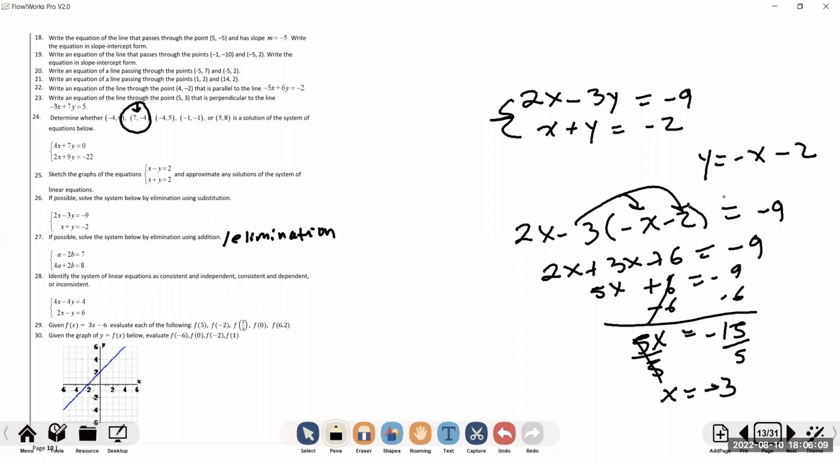And then I'm going to come back and solve for y. The opposite of -3 is a +3. So y is going to be 1. So I should have the point (-3, 1). Let's check it out here. -6 minus 3 is -9. -3 plus 1 is -2. Check. That made both equations true.